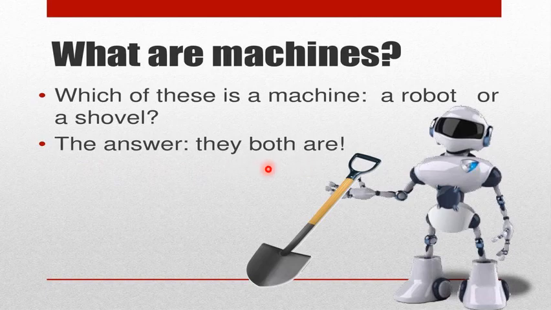They both are machines. Now you can see how simple the structure of the shovel is, and we know that a robot is something that is very complicated. So that doesn't mean that things should be complicated or simple. If it is making your task easy, if it is making your work easy, that means it is a machine. We use a shovel to do our work, we use robots to do our work. Both are doing our work, and both are making our work easier, so they both are machines.